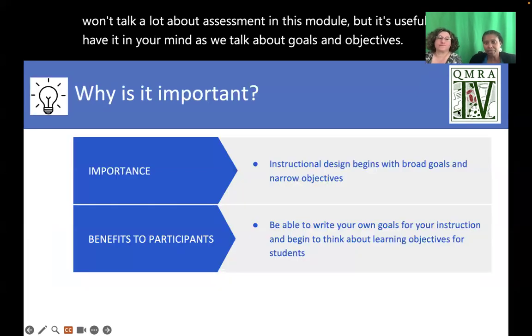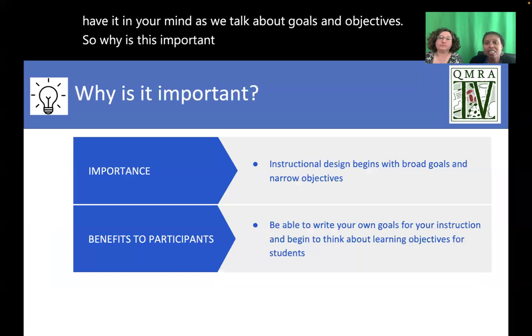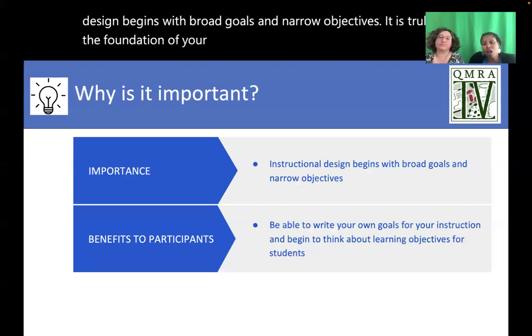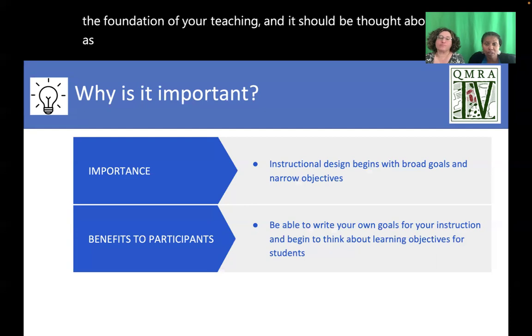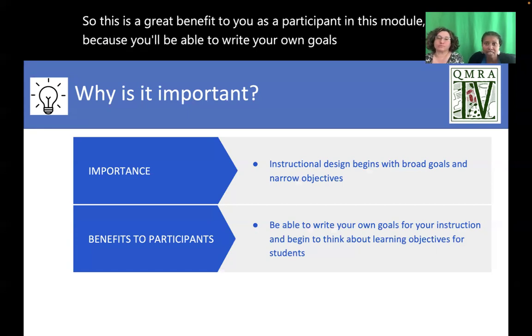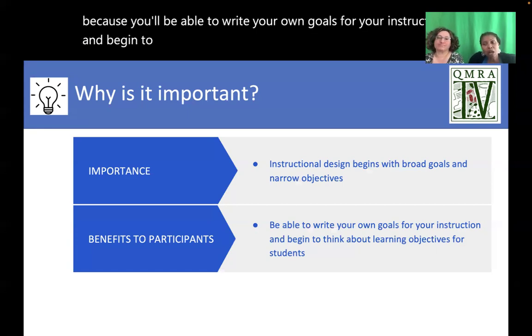So why is this important? This is important because instructional design begins with broad goals and narrow objectives. It is truly the foundation of your teaching, and it should be thought about as you are developing your course. This is a great benefit to you as a participant in this module, because you'll be able to write your own goals for your instruction and begin to think about learning objectives for students.